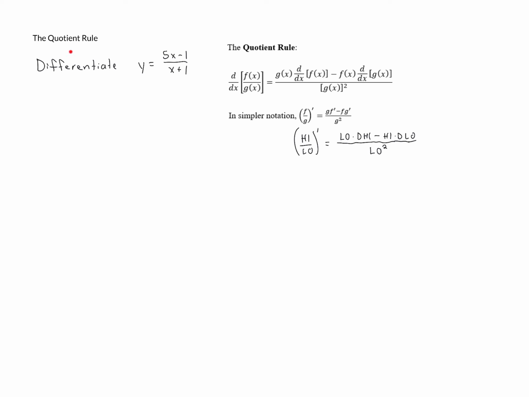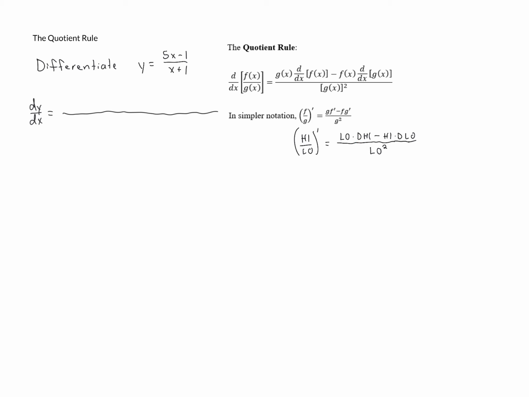So let's look at how we can use the quotient rule to differentiate this function, y equals (5x minus 1) over (x plus 1). If we want the derivative here, dy over dx, we need to use the quotient rule, and so we're going to have a big quotient, and we've got to start with low d high and then minus high d low.